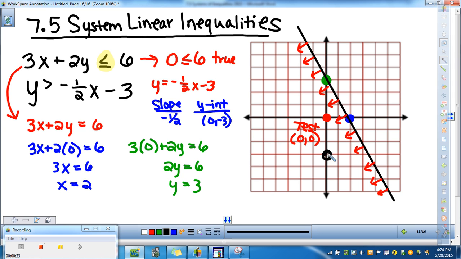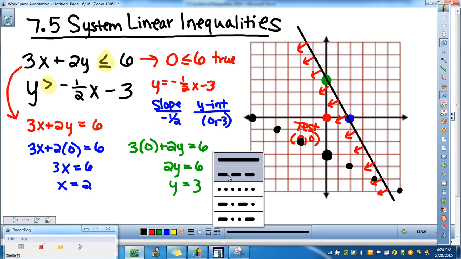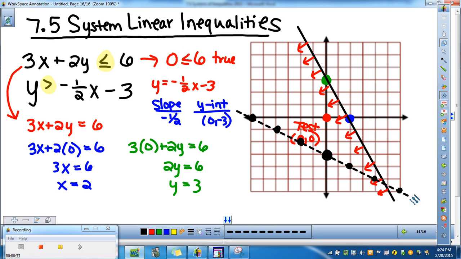So we'll start with our y-intercept. Our slope is up 1 over 2, and we're moving in the negative direction because it's a negative slope. Because this symbol is simply greater than, we must use a dotted line when we connect them.